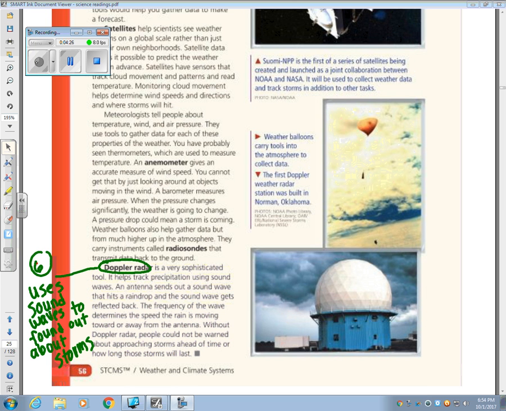The last tool that a meteorologist uses is the Doppler radar. And this tool uses sound waves to find out about the approaching storms, like how fast it's coming towards a certain area or how long it's going to last.